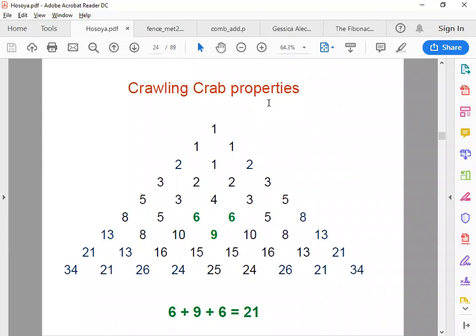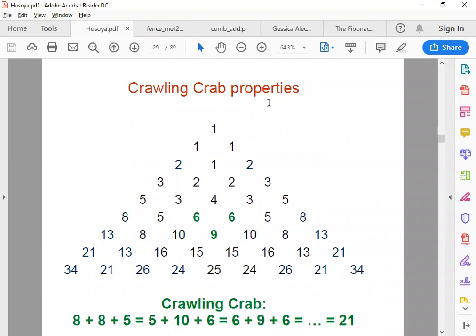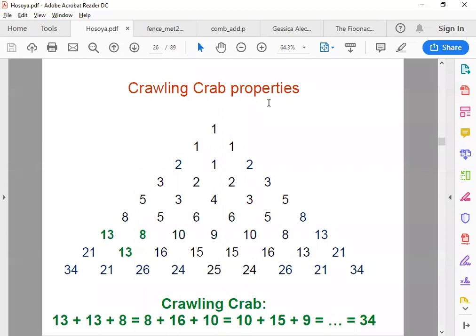Imagine doing sort of a crab walk along these 2 rows, and no matter what you get, you're adding up to the Fibonacci number 21 in this case. If we took a different row, like say 13, 13, 8, that adds up to 34, as does 8, 16, 10, and 10, 15, 9. That's the crawling crab property.